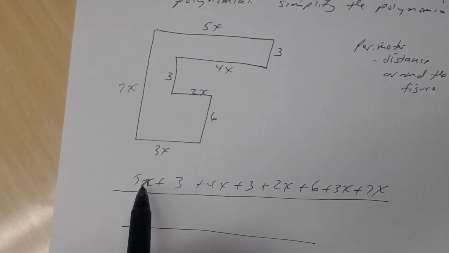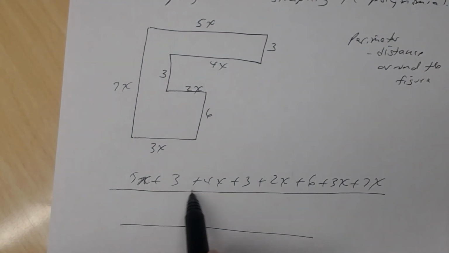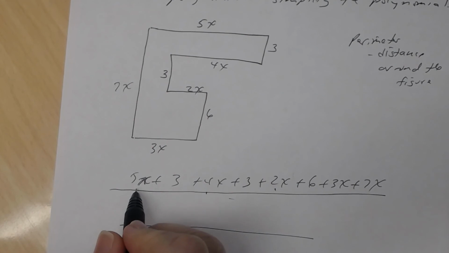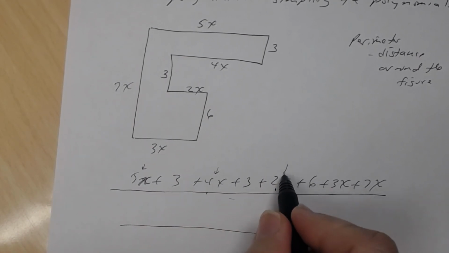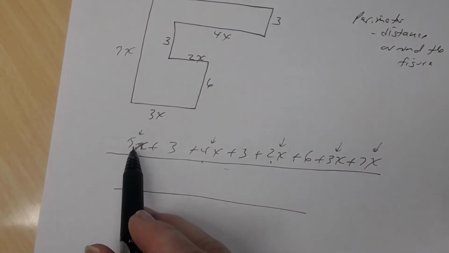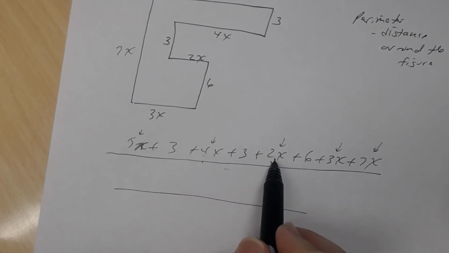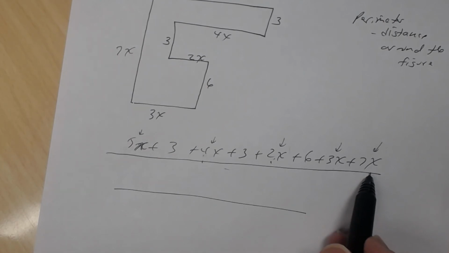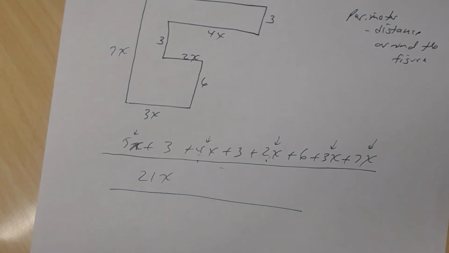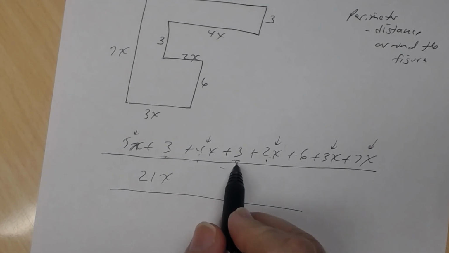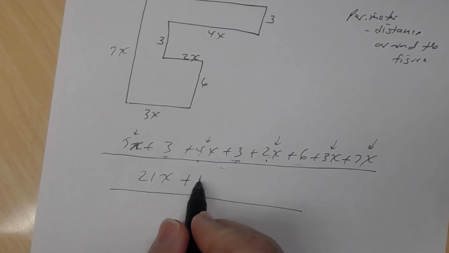So let's combine like terms. Remember, to combine like terms, you add the coefficients. So 5 and 4 is 9. 9 plus 2 is 11. 11 plus 3 is 14. And then 14 plus 7 is 21. So I get 21x. Now your constants, 3 and 3 is 6. 6 and 6 is 12. So I get 21x plus 12.